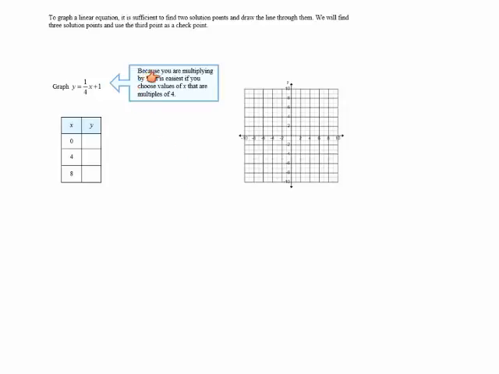It says because you are multiplying by 1/4, it is easier if you choose values of x that are multiples of 4. That's why they're asking you to find the values at multiples of 4, so you don't get a fraction. If x equals 0, solve for y. If x equals 4, solve for y, and so on.